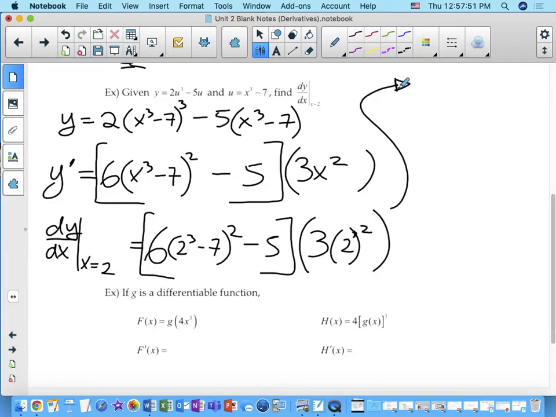And that is, okay, what is that? 2 cubed is 8 minus 7 is 1, right? Okay, so 1 squared is 1. So this is 6 minus 5, which is 1. Phew. And then this is 4 times 3, which is 12.